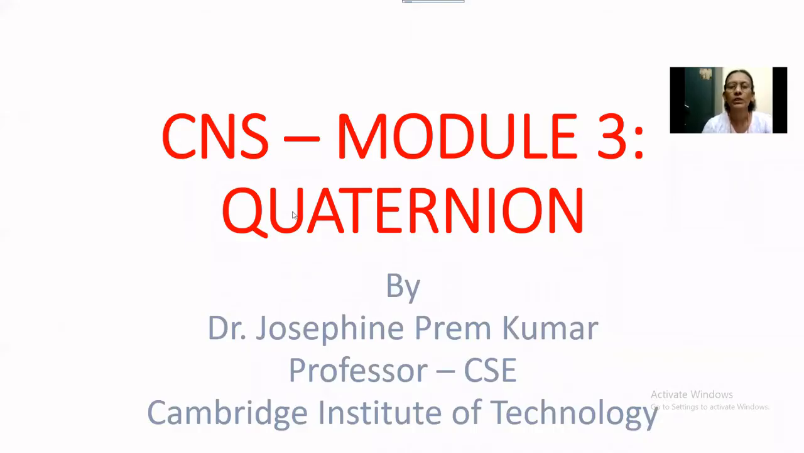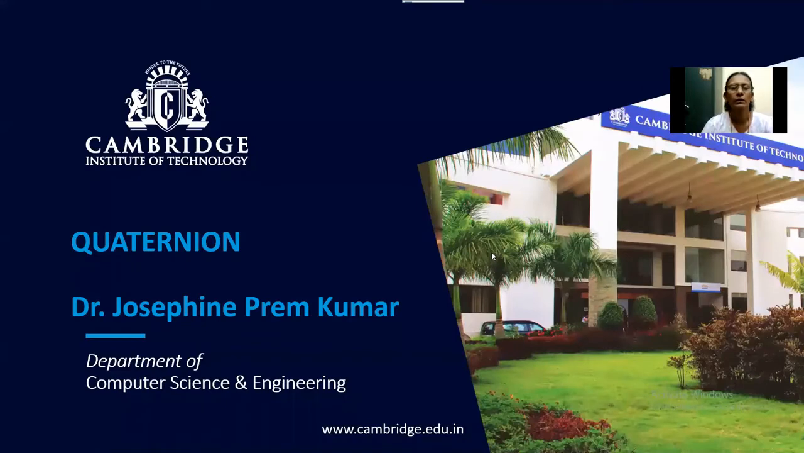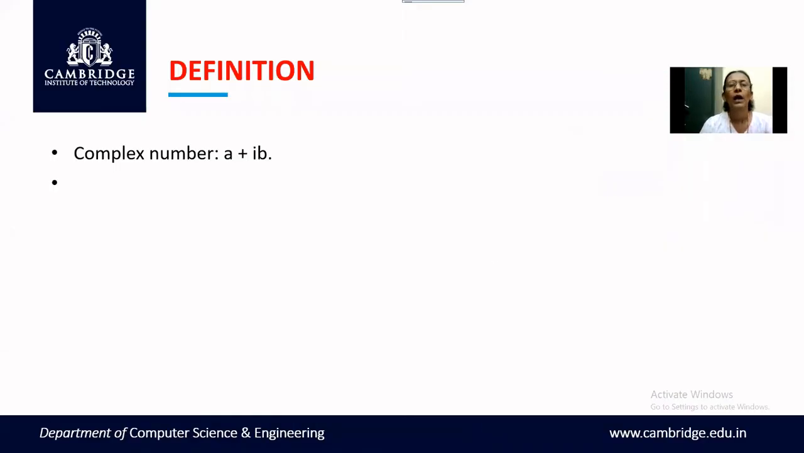Today we will see what is a quaternion. You have seen complex numbers. What is a complex number? A complex number consists of both a real part and an imaginary part. The real part is say A, the imaginary part is say B. Then the complex number is denoted by A plus iB, i standing for the imaginary part.